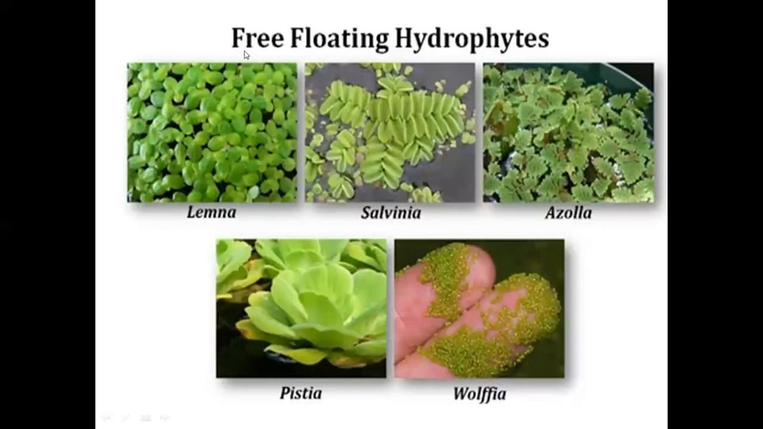So now we see some of the free floating hydrophytes: Lemna, Salvinia, Azolla. Salvinia, as we discussed earlier, is a hydrophytic pteridophyte, and Azolla is also a hydrophytic pteridophyte. And Pistia, Eichhornia, and this is Wolffia, the smallest flowering hydrophyte. So these come under the category of free floating hydrophytes.